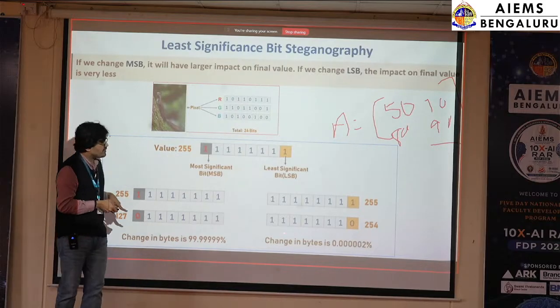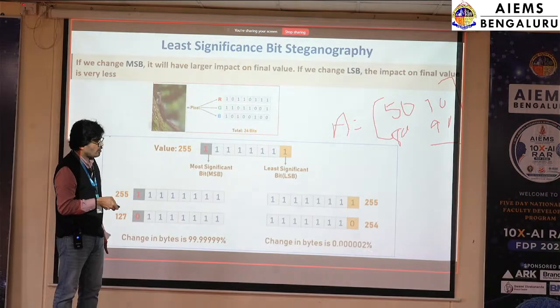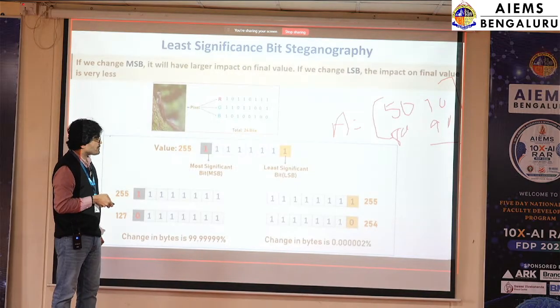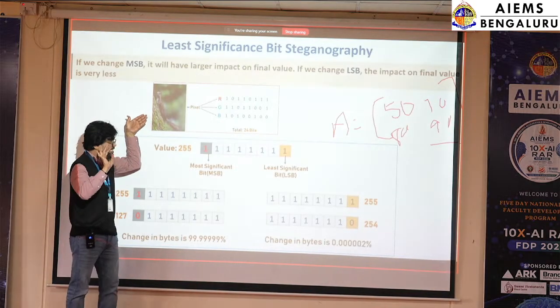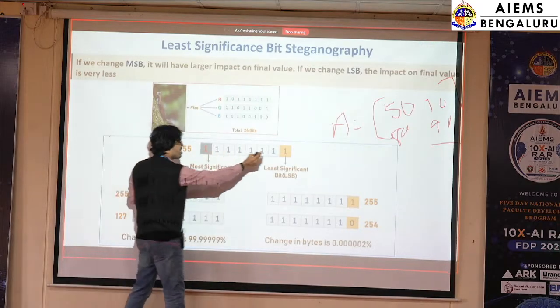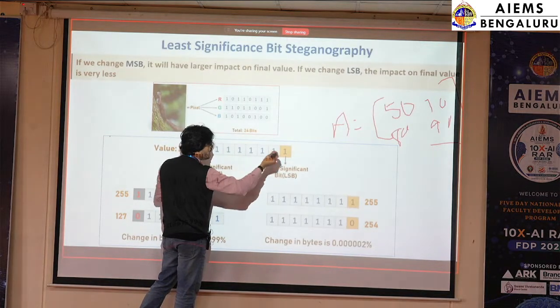But when I disturb this value 255 and change it to 120, it becomes 254 only. There is no color variation. So you can see the change in the byte is 0.0. It's negligible, no need to consider this one. That is what I am trying to explain here. Whenever I want to use image steganography for hiding some information inside the image, try to disturb this LSB value. Don't disturb this MSB value. I will tell you how we disturb it and how we hide inside the image.